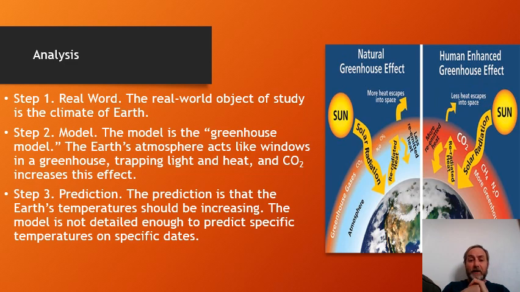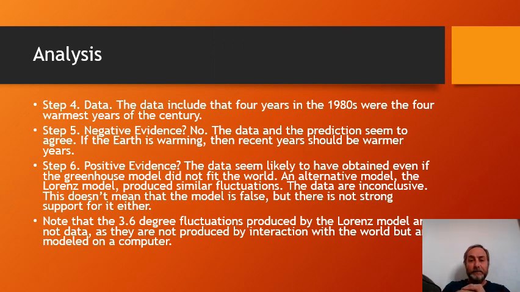So what is the prediction of this model? Well, the prediction is that average temperatures should be increasing, right? There's more gases now than there were in the past, more trapping of heat, so the temperature is going to go up and up. Not enough detail in this model to sort of predict a specific temperature on a specific date or anything like that. It's just saying, on average, it's going to be getting hotter. So what is the data? Well, among the data were the 4 years in the 1980s that he noted, right? If the four warmest years of the century are all in the same decade, the model would predict that, right? More hot years now as opposed to in the past, right?